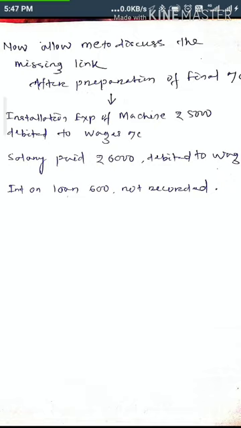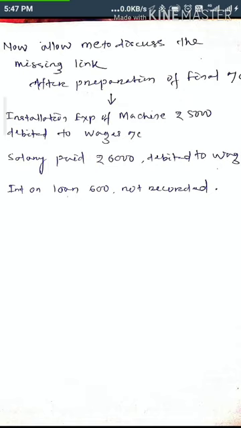Interest on loan 600 not recorded. Now this is after preparation of the final account. If this error occurred, then what we will do is pass one entry: profit and loss adjustment account debited to outstanding interest on loan. If we pass this entry, what will happen? Here profit will come down and outstanding interest will be a liability. It will be shown in the balance sheet.